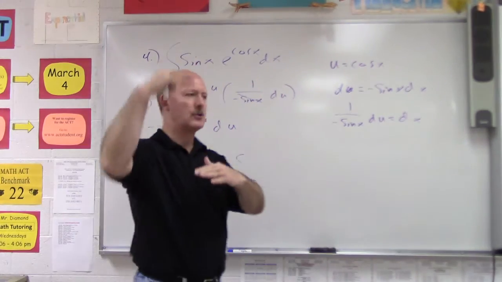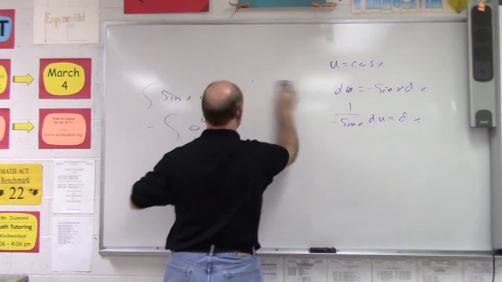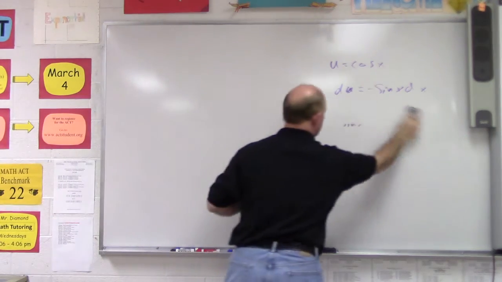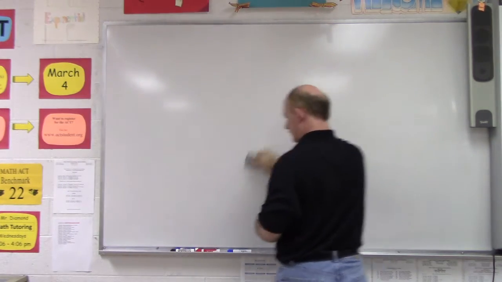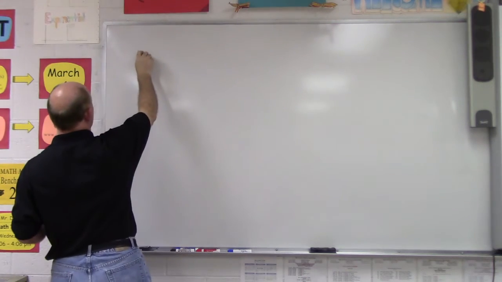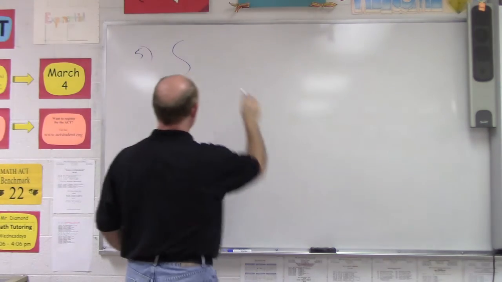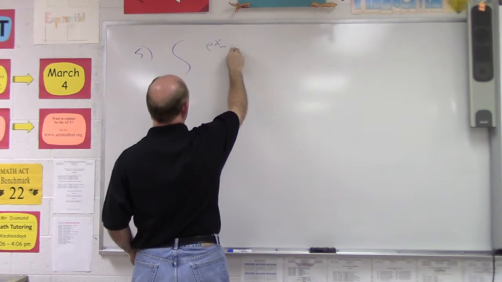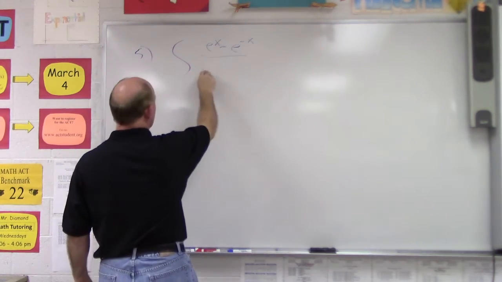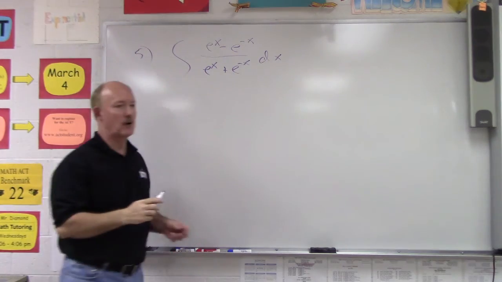Let's try a fraction now. Okay, so this would be our fifth example. This will be the integral of e to the x minus e to the negative x over e to the x plus e to the negative x dx. So let's try this one right here.